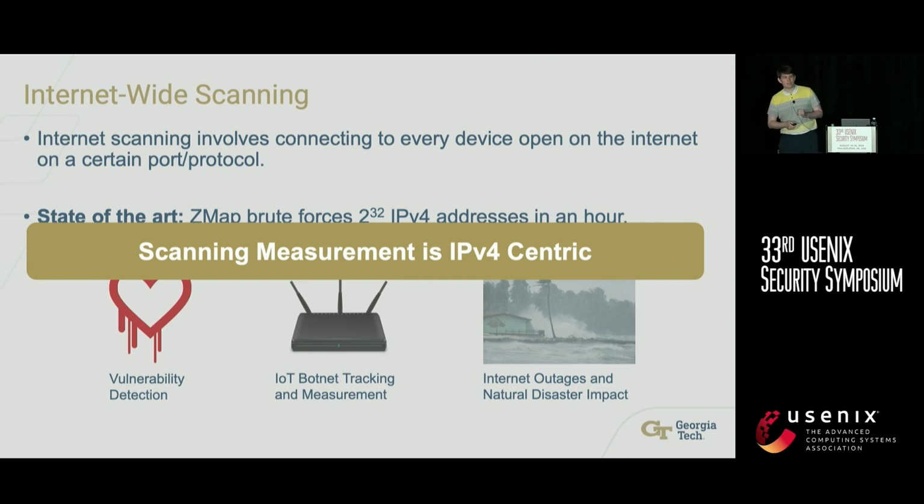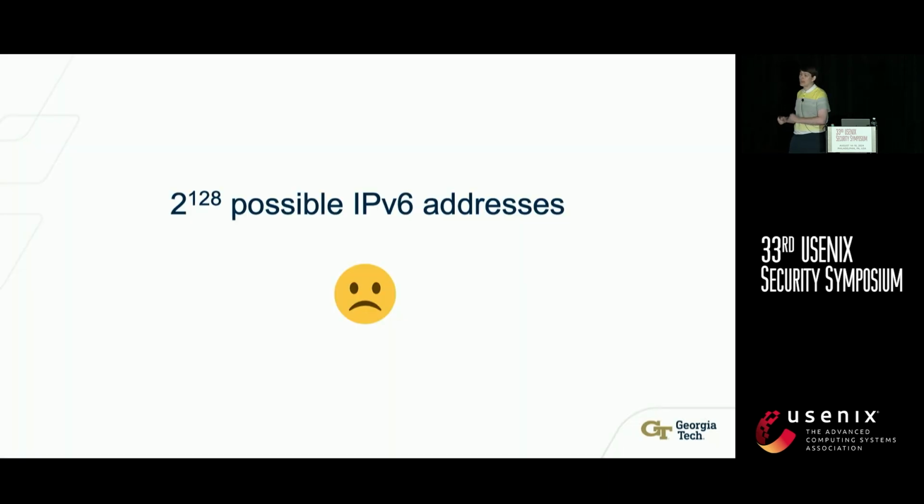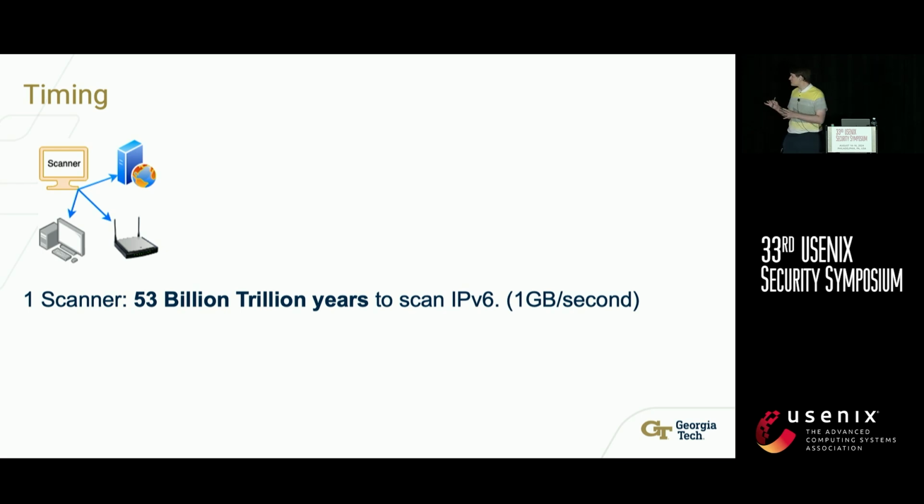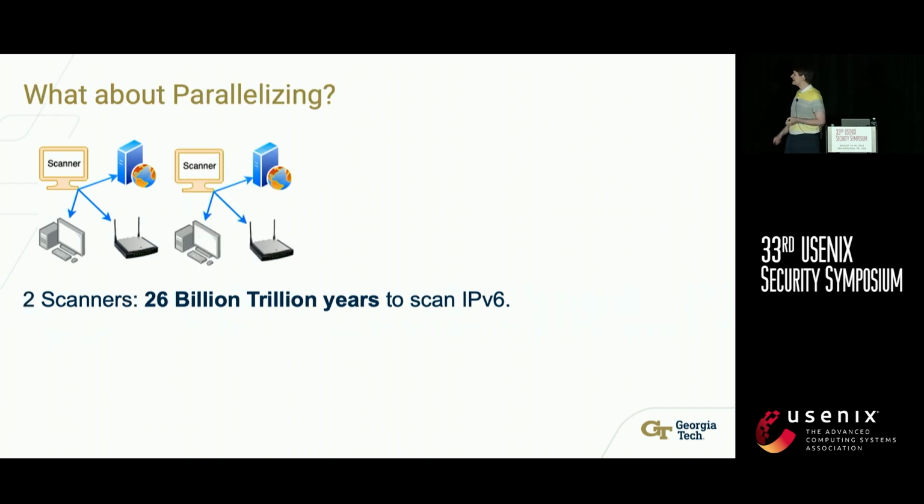So what we set out to do in this paper is start to apply some of this security analysis to v6. In order to do that, the first thing we had to understand was, why is all of this IPv4 centric? Well, unfortunately, in IPv6, there's the problem of the number of addresses. There are 2 to the 128 possible IPv6 addresses. For context, using the vanilla ZMap brute force scanning approach, with a similar speed of 1 gigabit per second, one scanner would take 53 billion trillion years to scan IPv6. That's just intractable. Now, you could parallelize, and for 2 scanners, you're up at 26 billion trillion years, which is a little better, but still impossible.